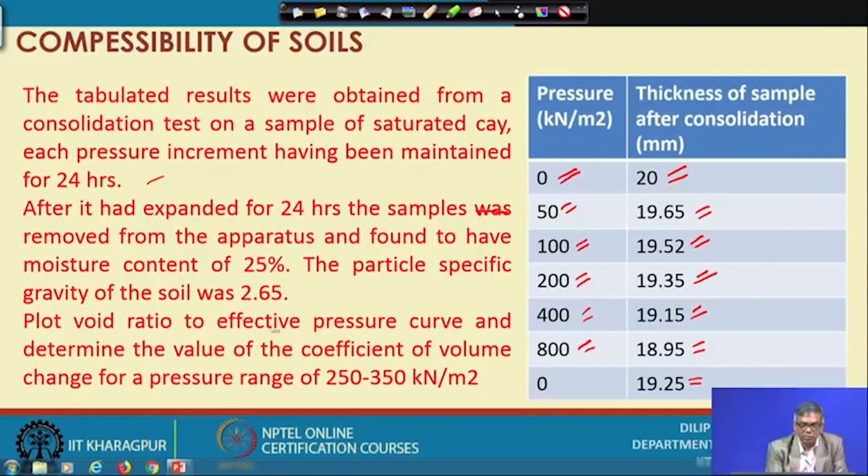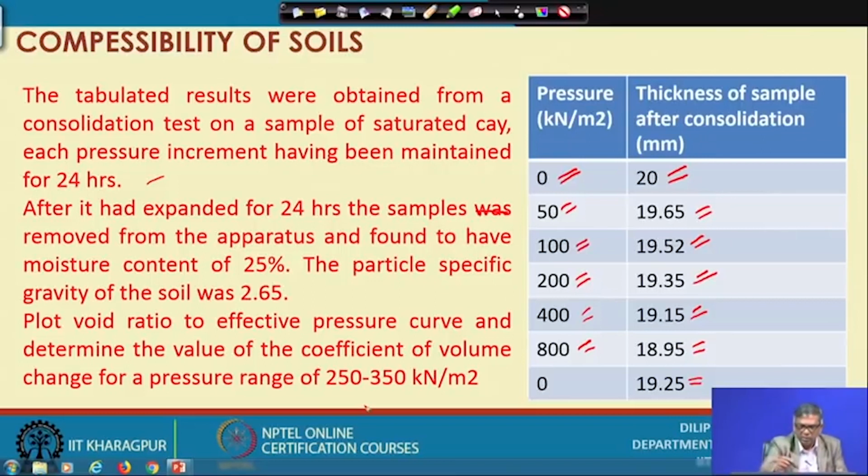Plot void ratio to effective pressure curve and determine the value of the coefficient of volume change for a pressure range of 250 to 350. When you talk about coefficient of volume change, you have to always mention the pressure range, because with the change of pressure, coefficient of volume change will be changing, because it is volumetric change per unit pressure change. So, what range of pressure you need, that has to be specified.